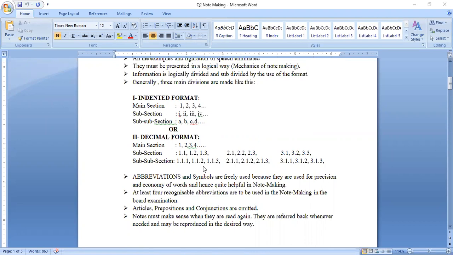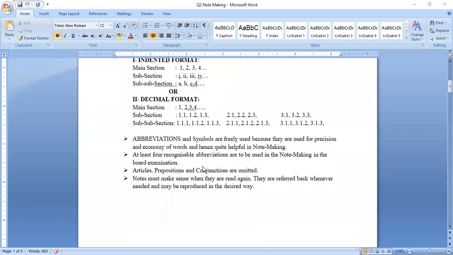First, the indented format. Indented can be divided into three main divisions: main section, subsection, and sub-subsection. For the main section, we can write the points as 1, 2, 3. For the subsection, we can go for Roman letters, that means Roman numerals 1, 2, 3, 4. In the next level we can go for A, B, C, D, and for the last level we can choose anything. So indented format: main section, subsection, and then sub-subsection.